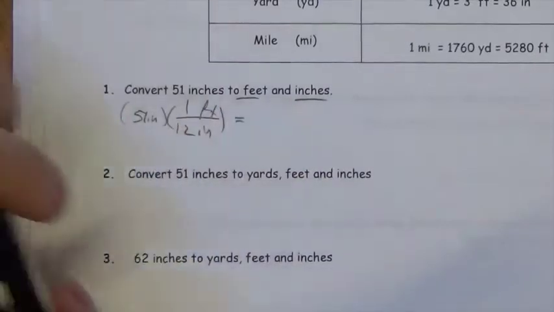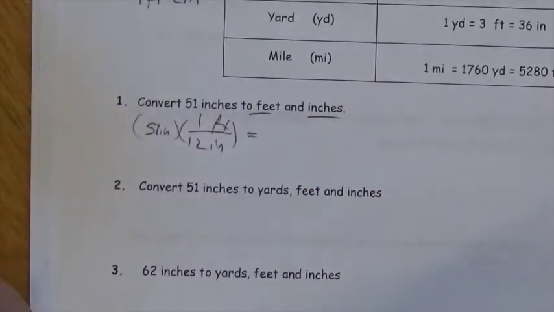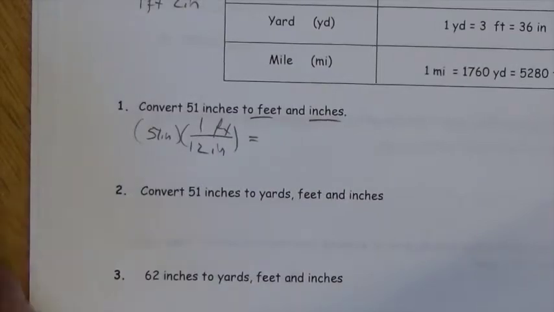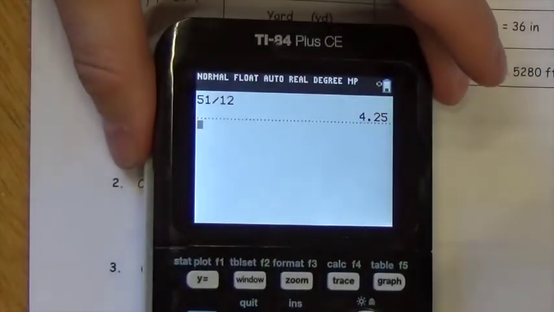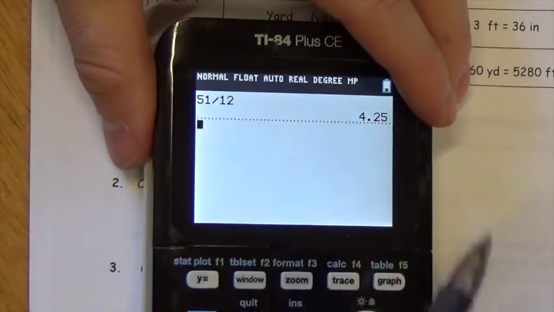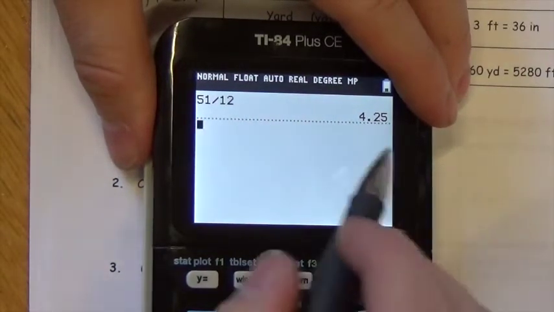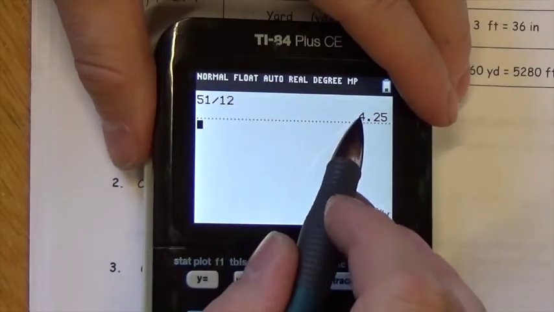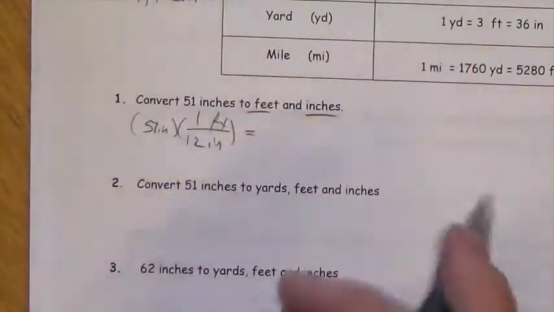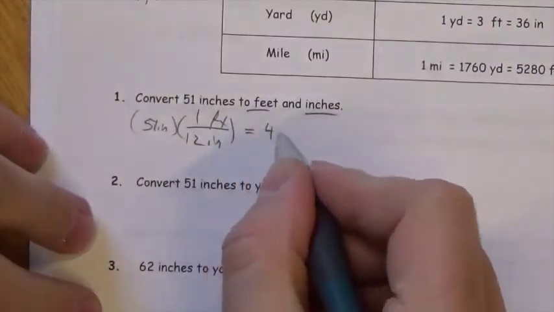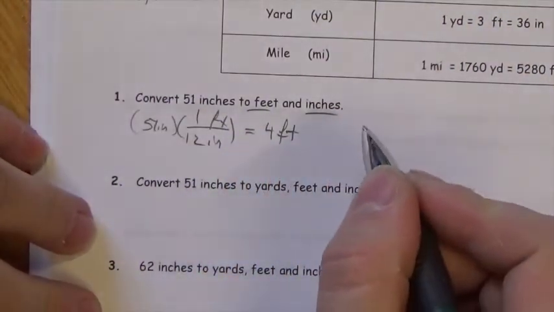Now take a look at my calculator. I'm just going to throw that on the table there. 51 divided by 12. Now, when I press enter, watch what happens. I get 4.25. So I get 4 complete feet with a little bit left over. So I know for sure that this is 4 feet.